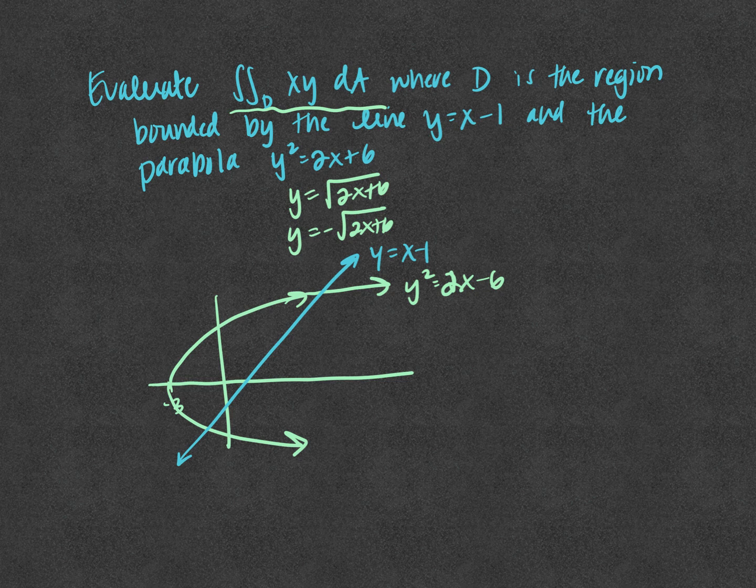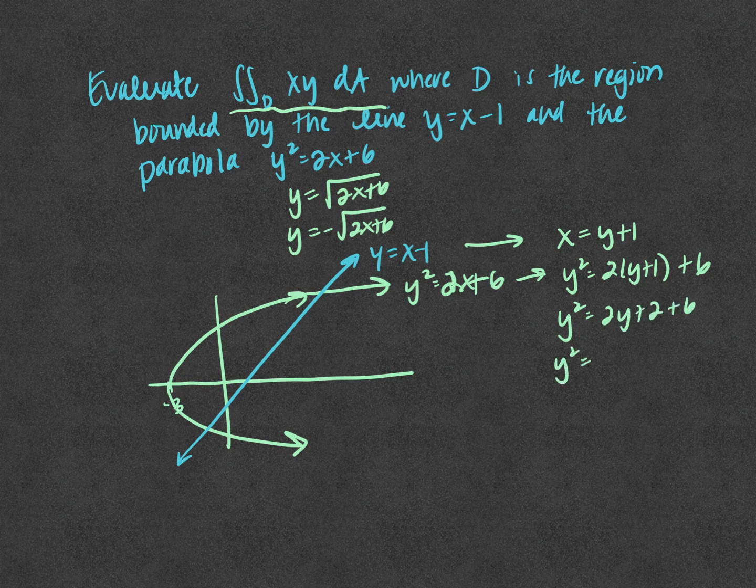And I'm going to say that x equals, up here I'm going to say x equals y plus 1. And I'm going to put that into the other equation. And we get y squared equals 2 times (y plus 1), and this should be plus 6. I copied that wrong. Plus 6. So then y squared equals 2y plus 2 plus 6. Y squared equals 2y plus 8. Y squared minus 2y minus 8 equals 0. (y minus 4)(y plus 2), so y equals 4 and -2.